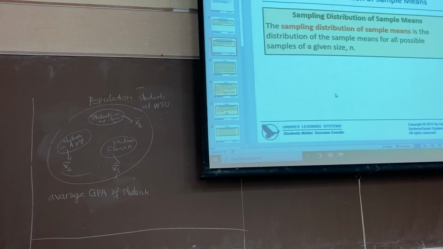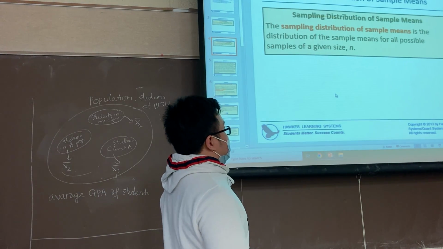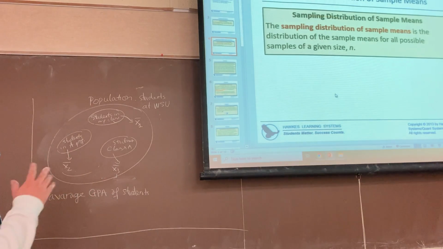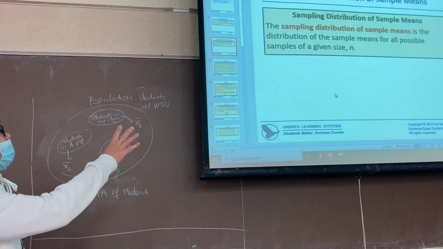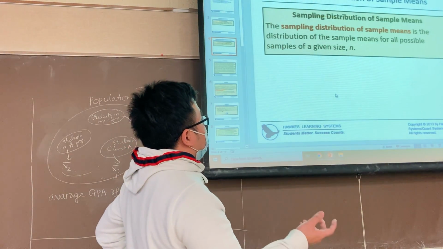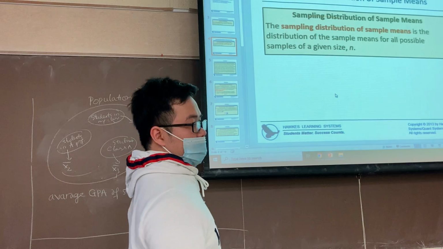Okay. And the second definition here is the sampling distribution of sample means. That's sample means. This is a special case of sampling distribution. The sampling distribution of sample mean is the distribution of the sample mean for all possible samples.